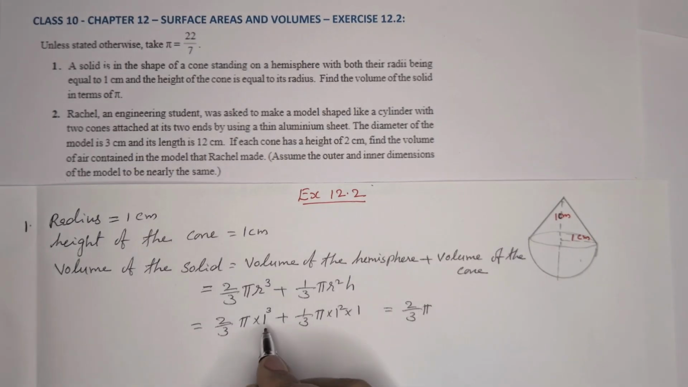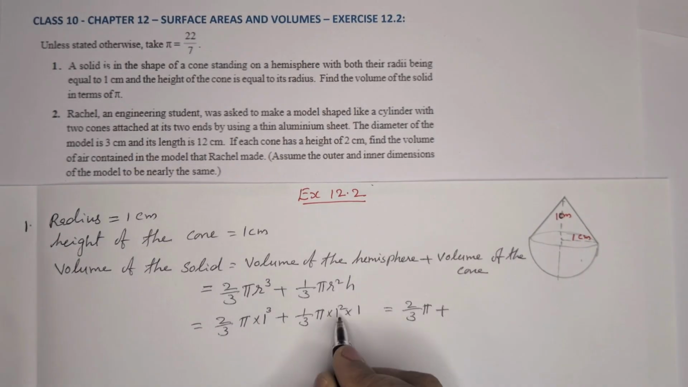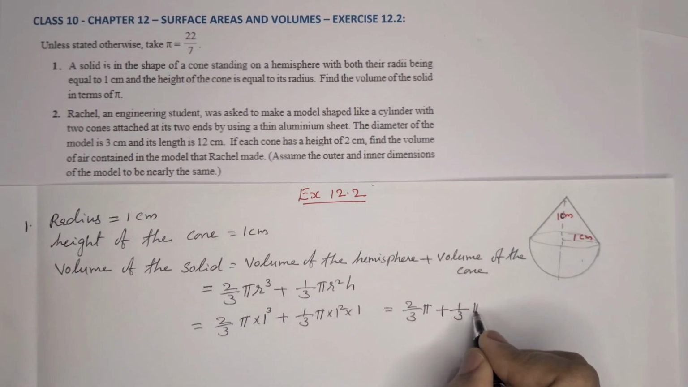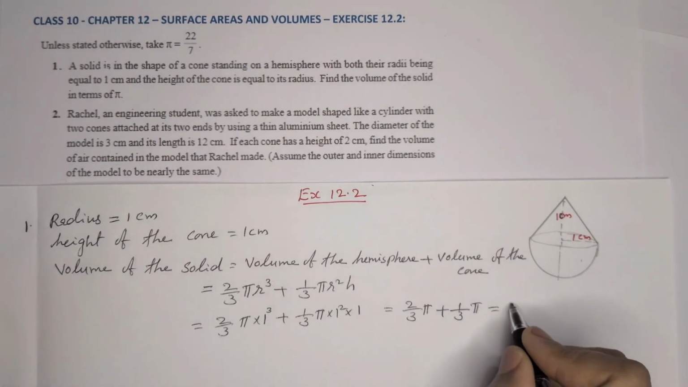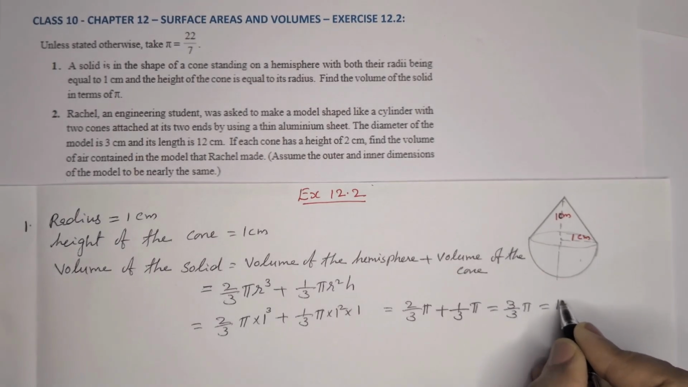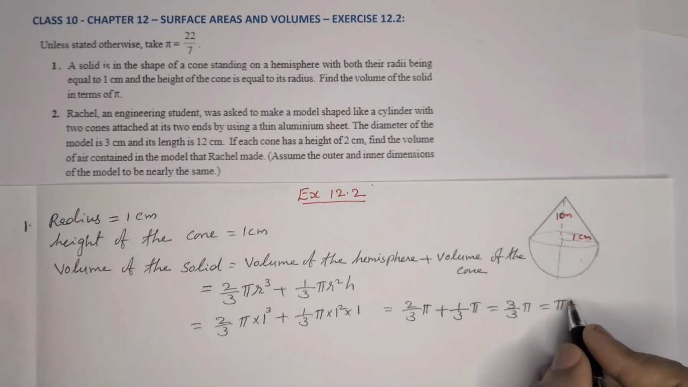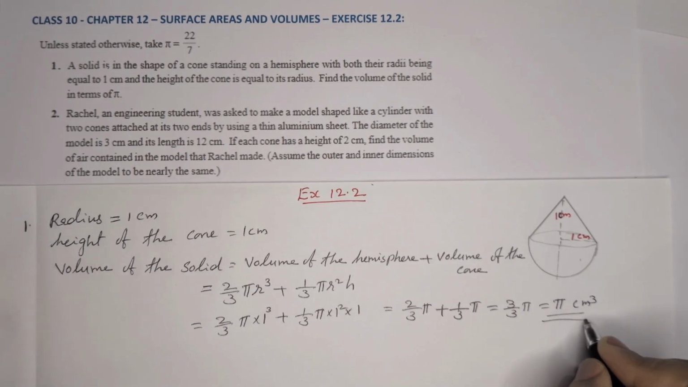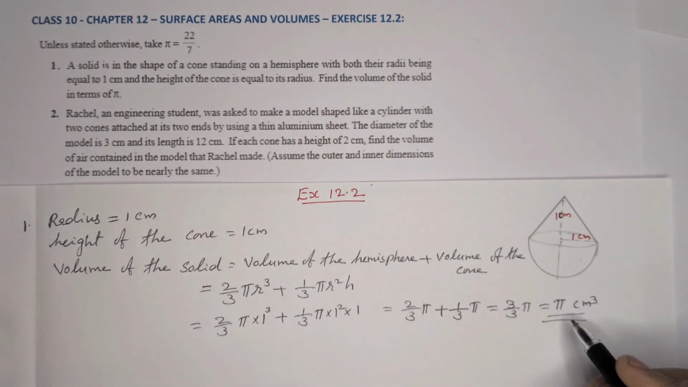1 cube is same as 1, and when you are multiplying with 1, 2 by 3 pi, plus here also same, 1 by 3 pi into 1, 1 by 3 pi, which is equal to 2 by 3 plus 1 by 3, that means 3 by 3 pi, which is equal to pi itself. So we can write pi centimeter cube. Volume of the solid is equal to pi centimeter cube in terms of pi.